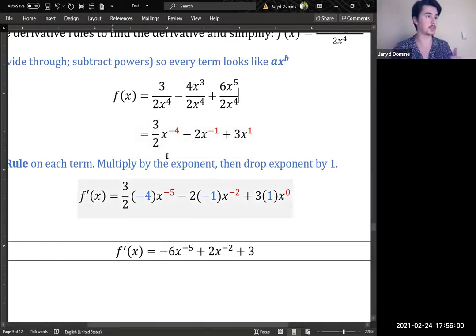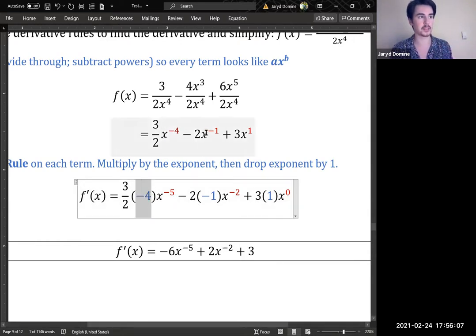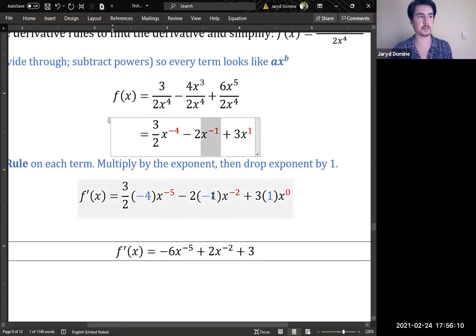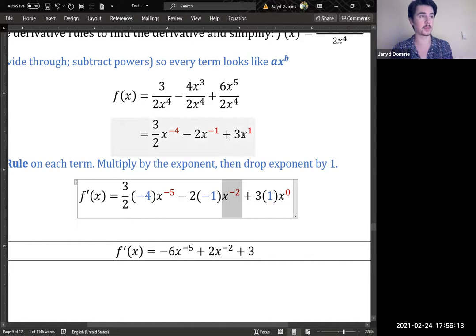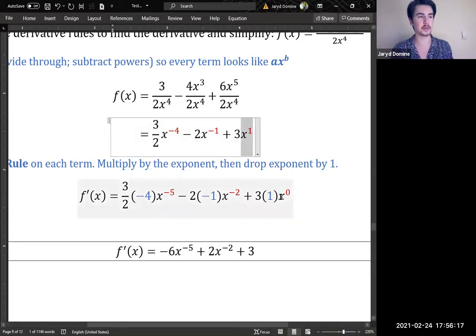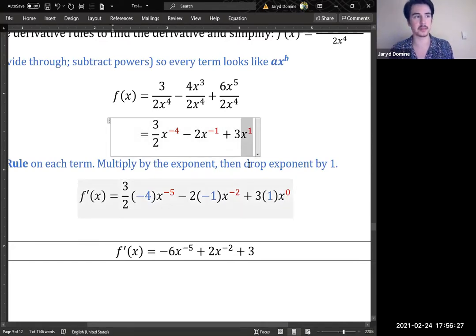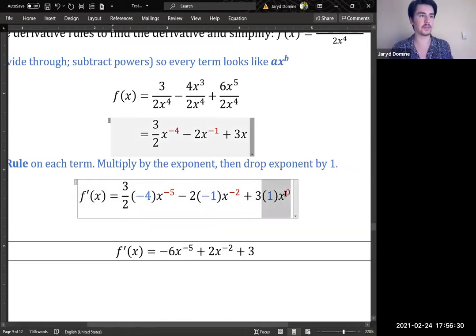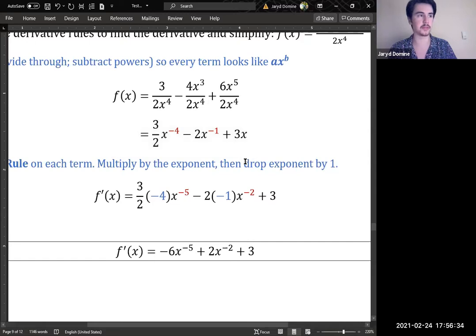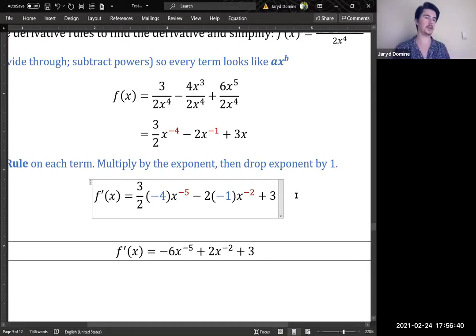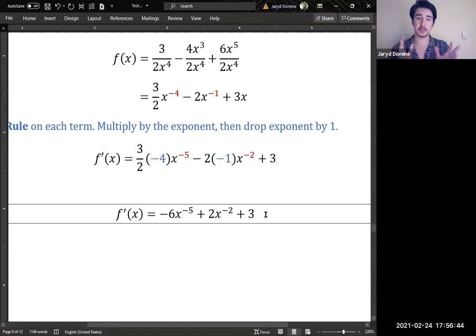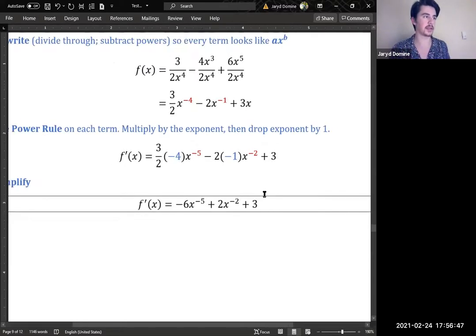Now time for power rule. So first term, x to the minus 4th, that gives us minus 4x to the minus 5th. Second term, x to the minus 1, that gives us minus 1x to the minus 2. Third term, x to the 1, that just gives us 1x to the 0. Or another way you could look at this is, if you just have an x like this, then it goes away when you take the derivative. So if I had 3x, then the derivative is just 3. And that might be a simpler way for you to think about it. So if it's by itself, the x goes away. Okay, and then I simplified it, same as before, and we get our final answer.